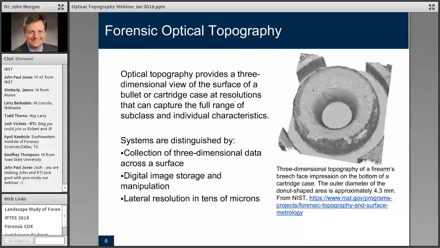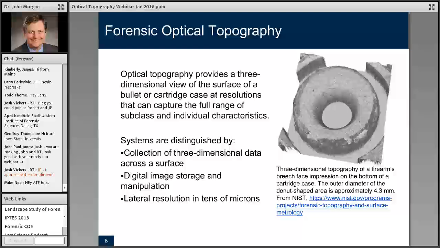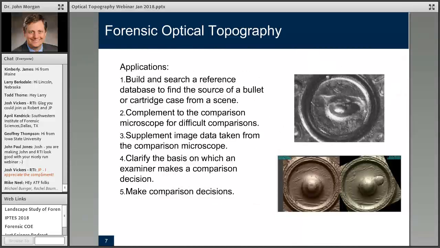The systems are distinguished by three different things: the collection of three-dimensional data across the surface; the digital image storage and manipulation, so you're not actually using the image processor of your brain, which is an excellent image processor, but using a computer to do the image processing as well to help you; and lateral resolution in tens of microns. That is very different from what you might have seen in what is called the Heritage IBIS system from the 1990s. And it's really an amazing advance for all of us and opens up new possibilities operationally.